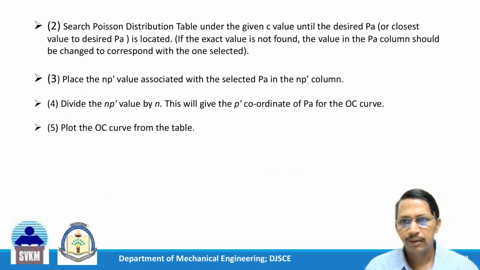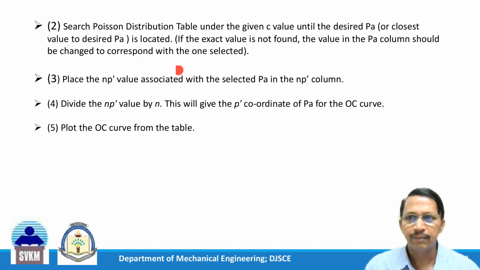Second step, search Poisson distribution table under the given C value until the desired probability of acceptance or closest value to desired PA is located. If the exact value is not found, the value in the PA column should be changed to correspond with the one selected. So let us see this with the example.